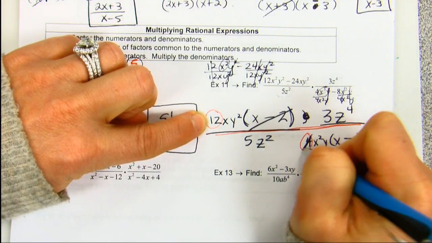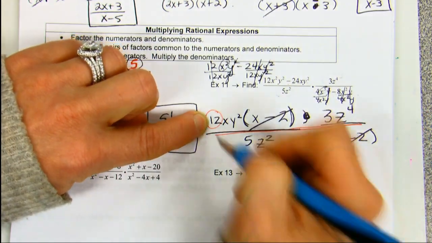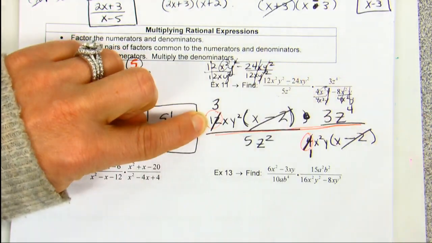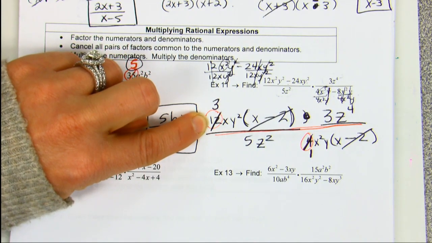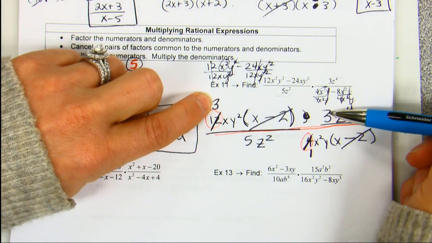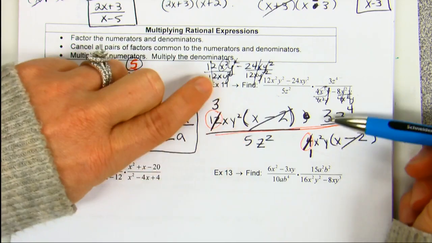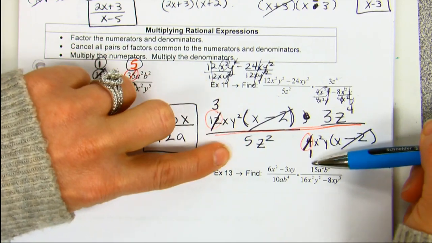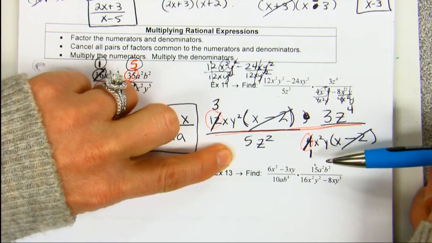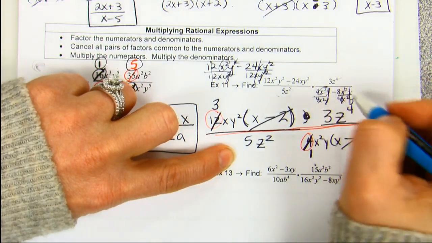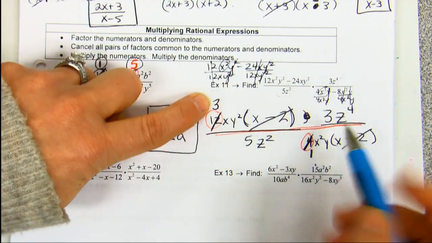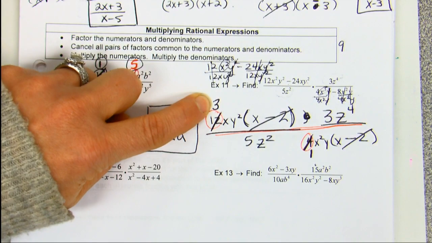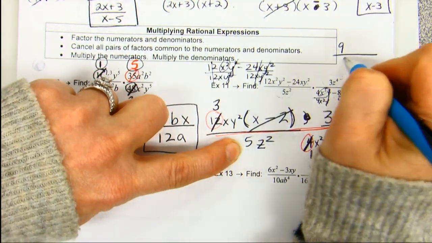4 goes into 4 one time, so I cross it out and put a 1. And 4 goes into 12 three times, so I cross it out and put a 3. Coefficient-wise, I just have 3's on the top and a 5 and a 1 in the bottom, so we can't cancel any top to a bottom right now. I ran out of room, so I'm going to come up here. I apologize for that, but 3 times 3 is 9, and 5 times 1 is 5.